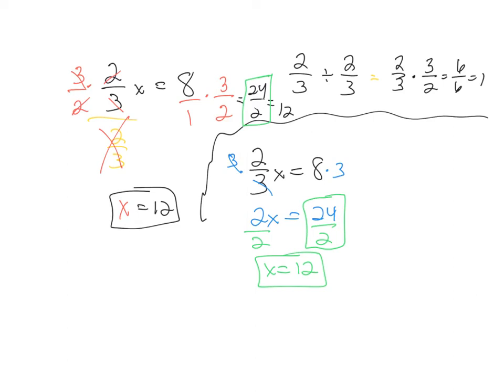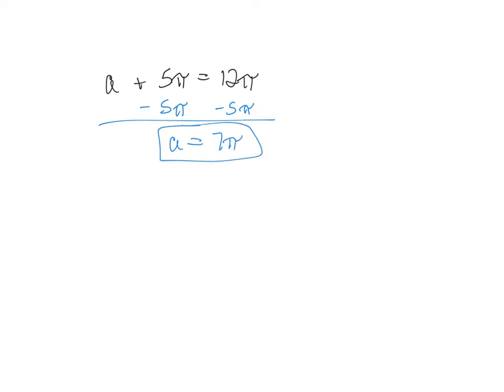So there is a weird problem toward the end of your assignment that has something like this. A plus 5 pi equals 12 pi. Pi is just a number. So it really is as simple as I'm just going to subtract 5 pi and a equals 7 pi.